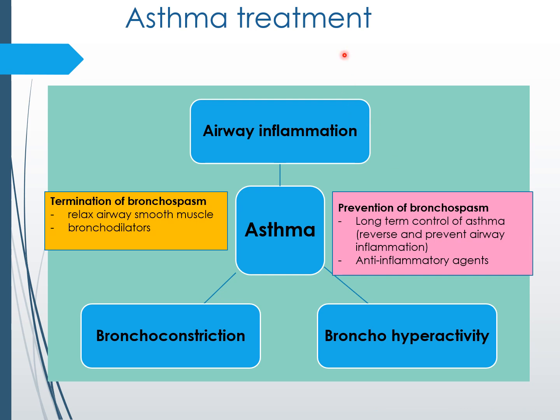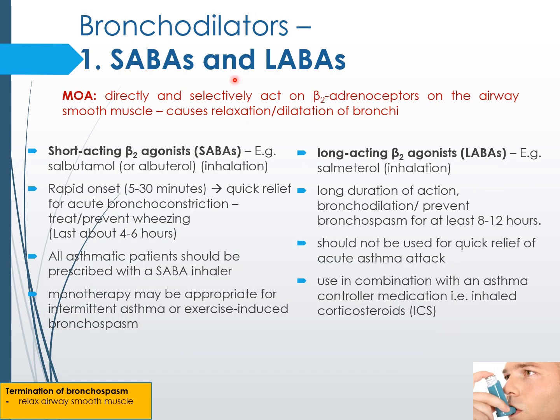Okay, for asthma treatment, the goal is to terminate bronchospasm by relaxing the airway smooth muscle using bronchodilators, and also to prevent bronchospasm. For long-term control of asthma, to reverse and prevent airway inflammation, we use anti-inflammatory agents. Okay, so we're going to learn about the drugs for asthma. The first ones are bronchodilators.